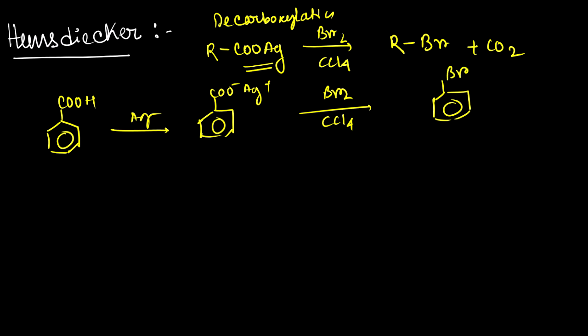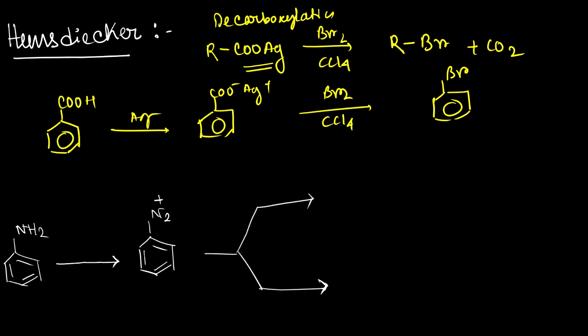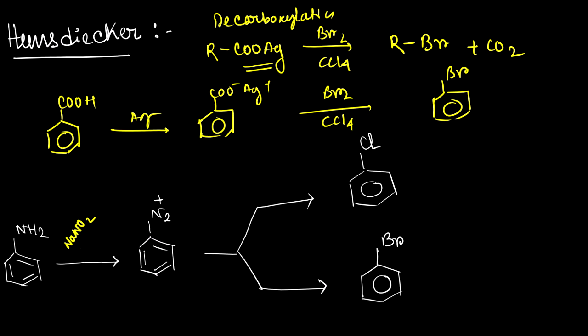Interestingly, we can use aniline to prepare any haloarenes. Let's see how. First we have aniline, benzene with an NH2 group. We can get a diazonium salt from that, and from this diazonium salt, using two different reagents, we can get chlorobenzene and bromobenzene. In the first step we are using sodium nitrite with dilute hydrochloric acid at 0 to 5 degrees centigrade.